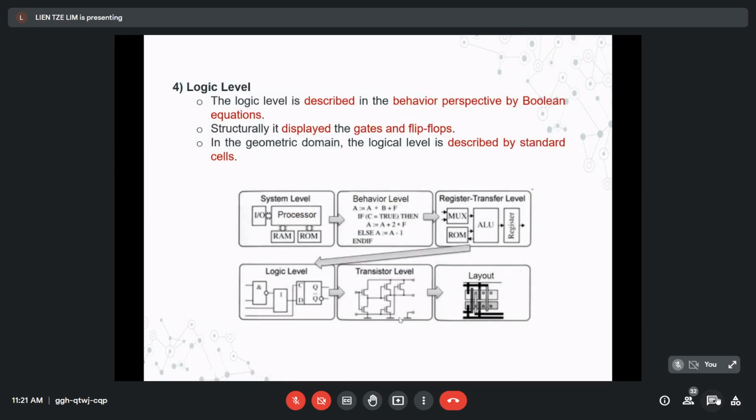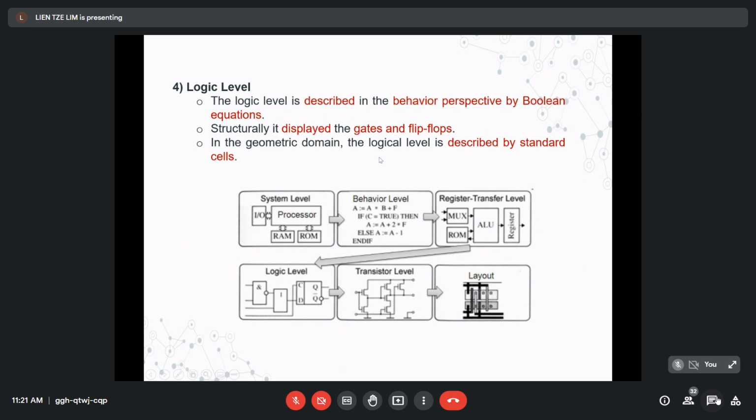Another level is the logic level. The logic level means the Boolean function, the level at which the circuit is represented using logic functions. This logic function is described in the behavioral perspective by Boolean equations. Structurally, it displays the gates and flip-flops. In the geometric domain, the logic level is described by standard cells.